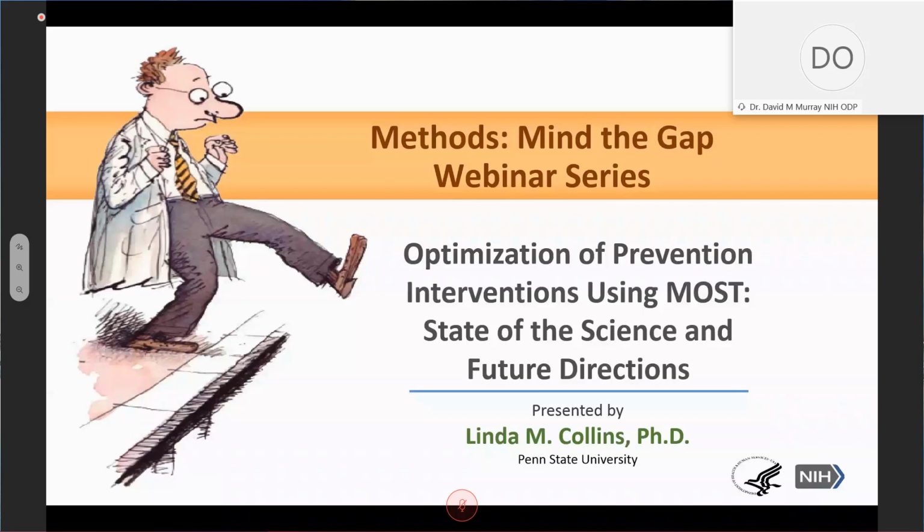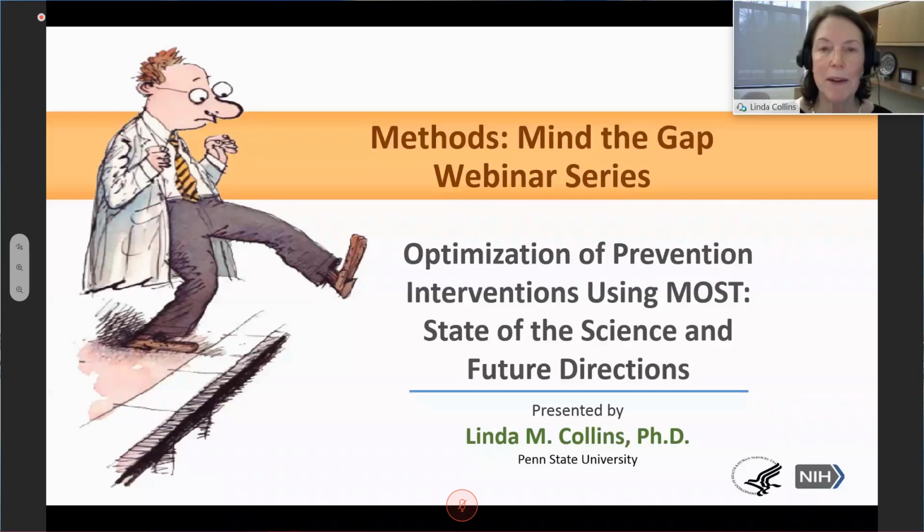Dr. Collins' research interests include the multiphase optimization strategy, or MOST, an engineering-inspired methodological framework for optimizing and evaluating behavioral, biobehavioral, and biomedical interventions. The objective of MOST is to improve intervention effectiveness, efficiency, economy, and scalability. Dr. Collins is currently collaborating on research applying MOST to develop optimized behavioral interventions in several different areas, including smoking cessation, weight loss, prevention of excessive drinking and risky sex in college students, and HIV services. It's my great pleasure to welcome Dr. Linda Collins.